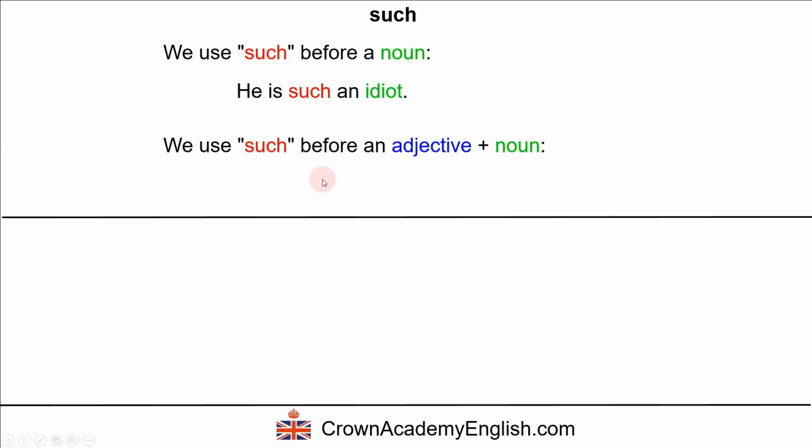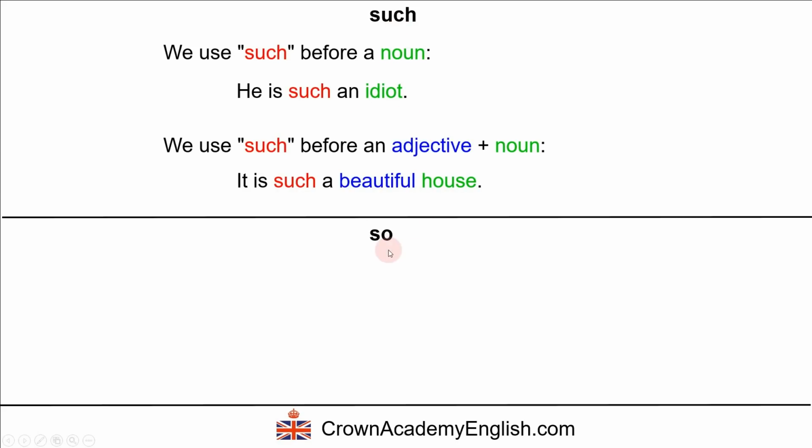And we use such before an adjective with a noun. If we have both an adjective and a noun, then we also use such. Example, it is such a beautiful house. So we have the word such, the adjective, and the noun. And here we only have the noun, such an idiot. But here we have the adjective, which modifies the noun. So those are the rules for when we use such.